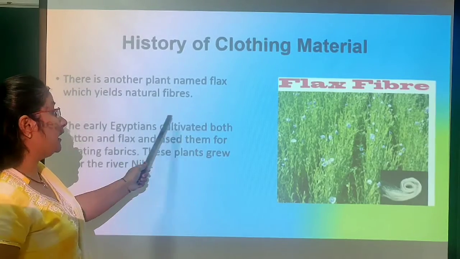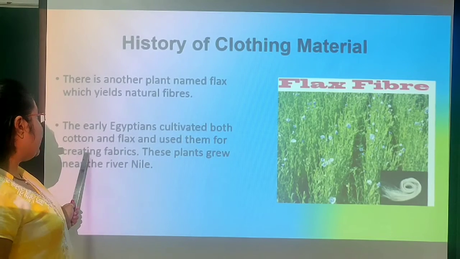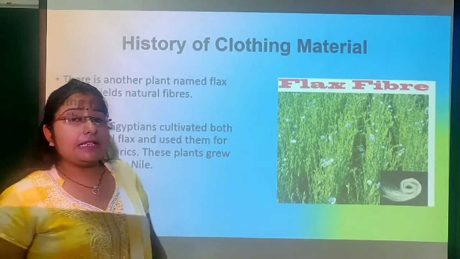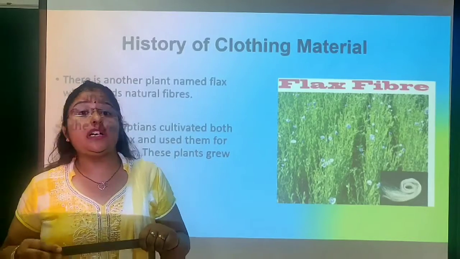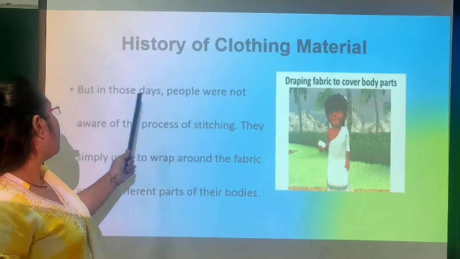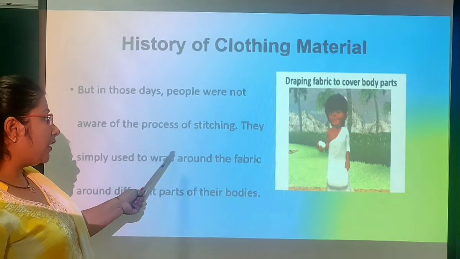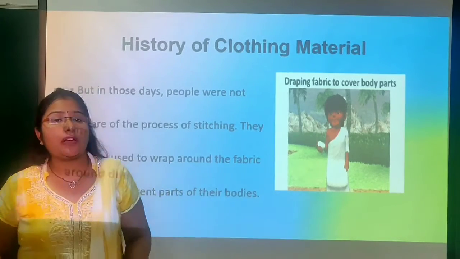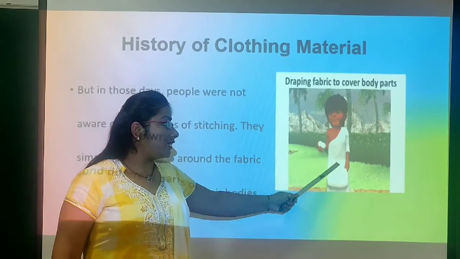The early Egyptians cultivated both cotton and flax and used them for creating fabrics. These plants grew near the river Nile. Then they started growing cotton and flax near the river Nile. But in those days, people were not aware of the process of stitching. So they simply used to wrap the fabric around different parts of their body. At the beginning, they did not have knowledge of stitching, so they wrapped the fabric around their body, as you see in these pictures.